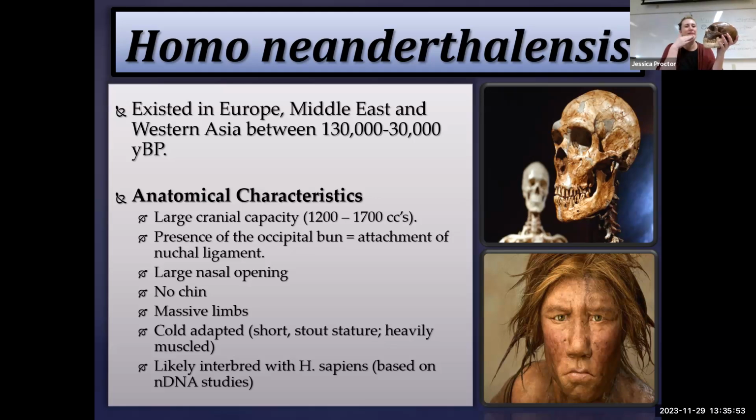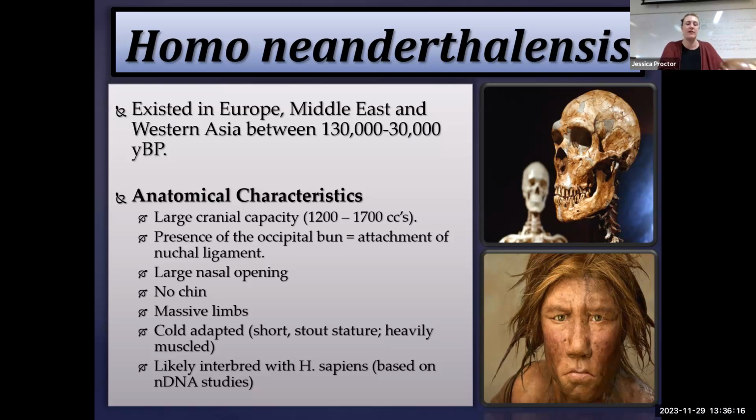So when you start at your lower lip and then feel down, we have a mental protuberance, or a protruding mandibular symphysis. So we have a true chin. Neanderthals do not have a chin. Okay. So that's a really good way to identify if you're looking at a Homo sapien, because only Homo sapiens have that protruding mandibular symphysis.